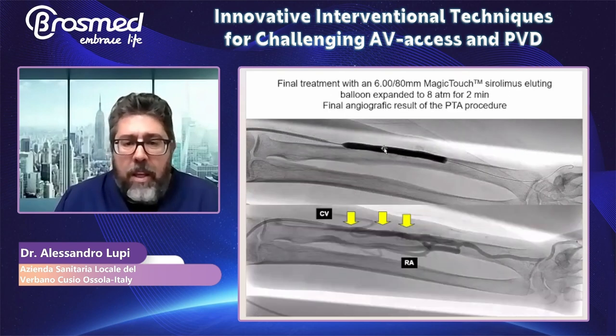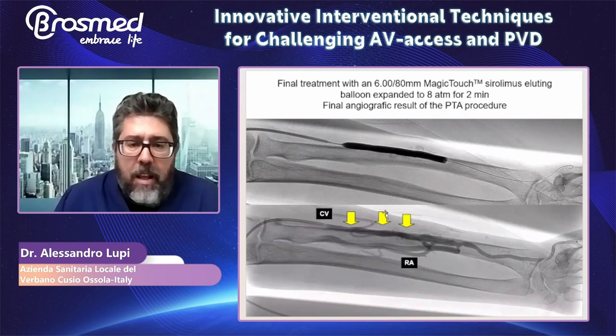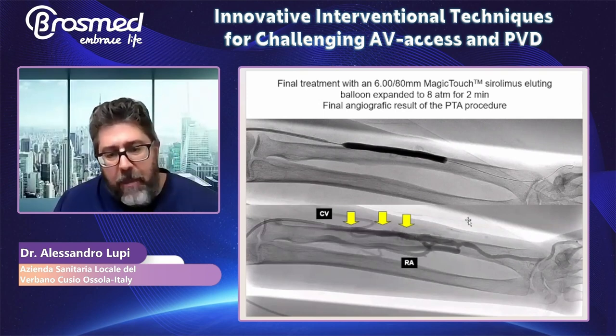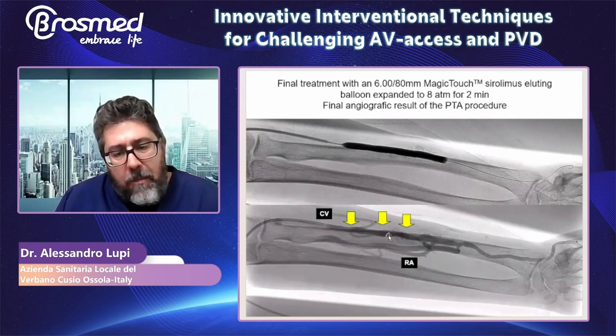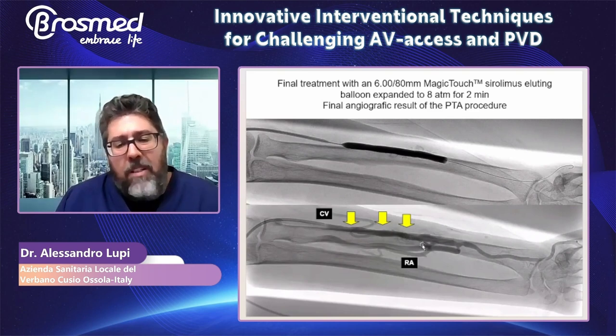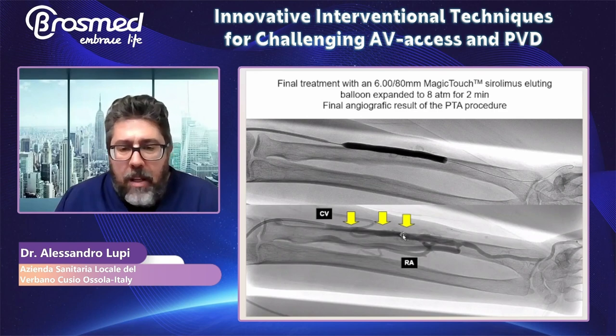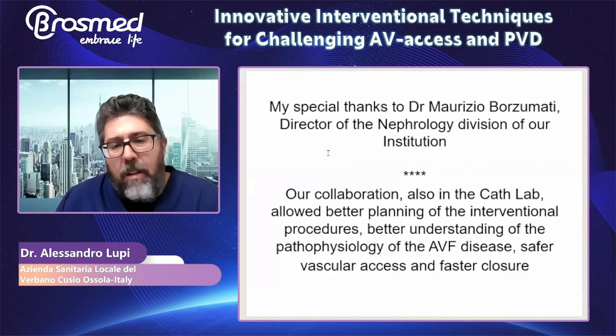And here is the treatment with a sirolimus eluting balloon, Magic Touch, 8 atmospheres for 2 minutes. And you can see the final result, and I regret that I cannot magnify the image, but in this case we can see not only a good result in terms of caliber, but also small bumps in the vessel wall that indicate the area in which there was the maximum effect of the scoring elements of the Tri-wedge balloon.